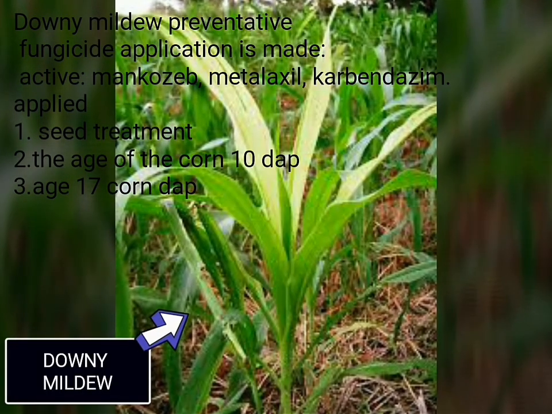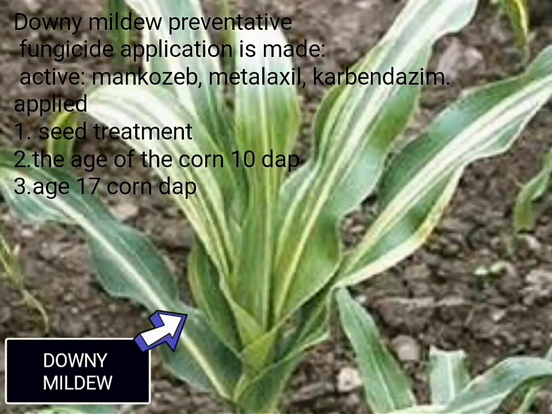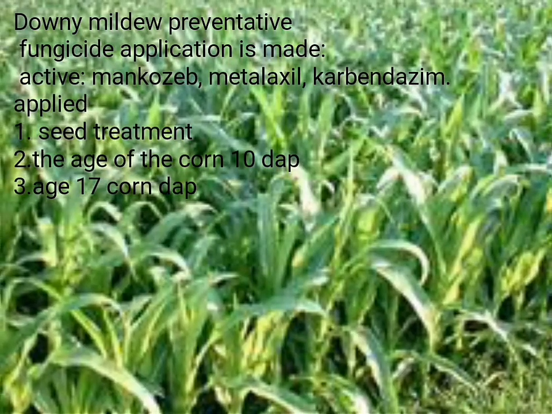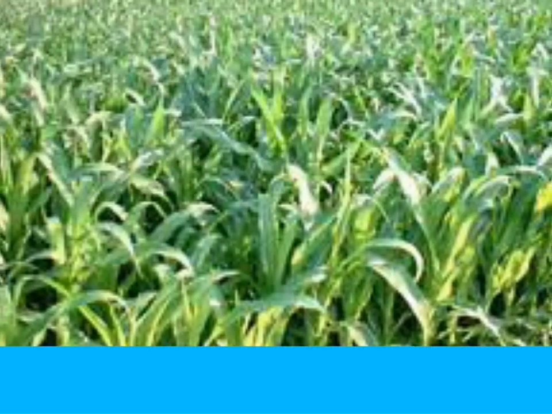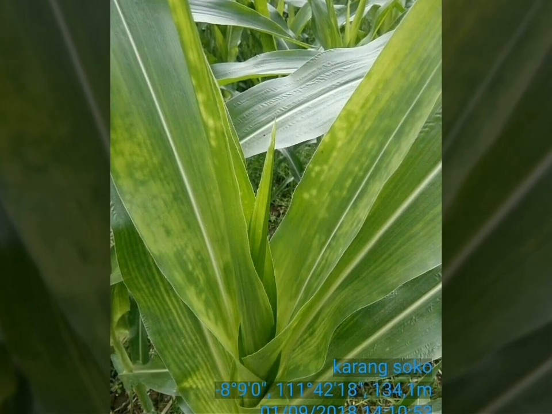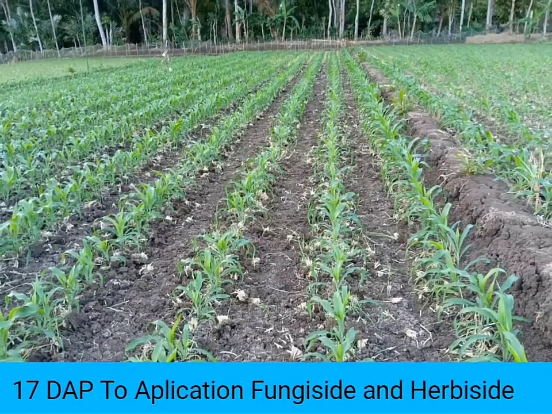For downy mildew, a preventative fungicide application is made, with active ingredients mancozeb, metalaxyl, and carbendazim. It is applied first as a seed treatment, second at corn age 10 DAP, and third at corn age 17 DAP, when downy mildew can affect corn plants at 17 days after planting.